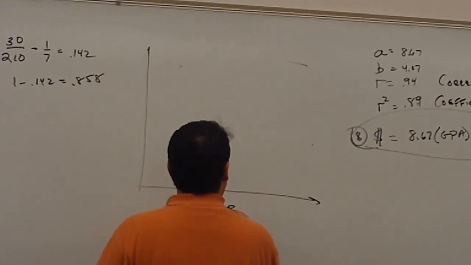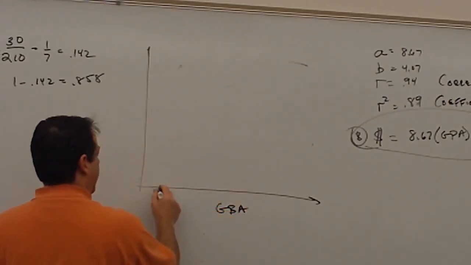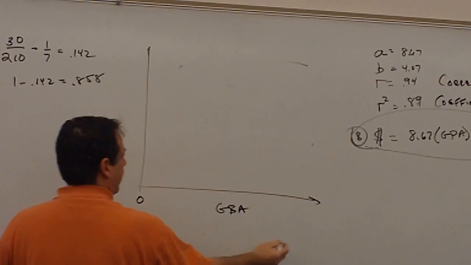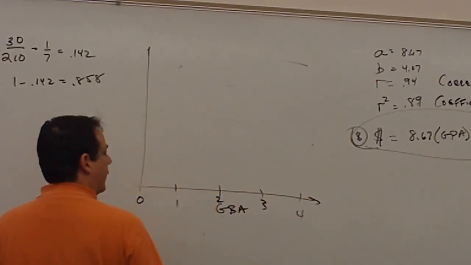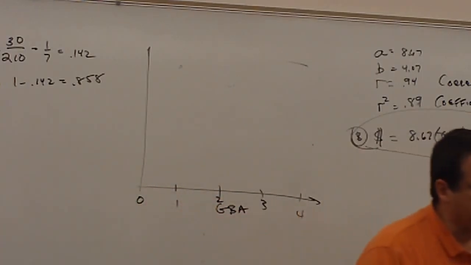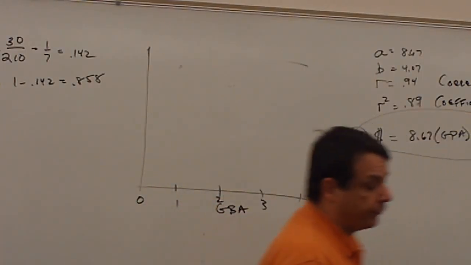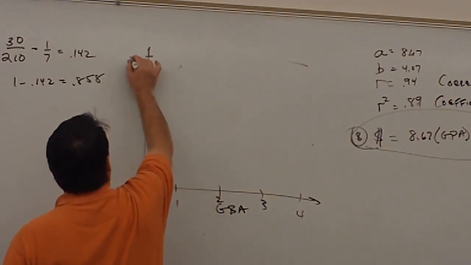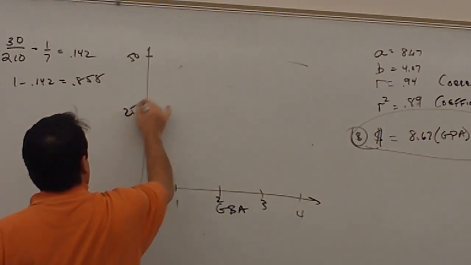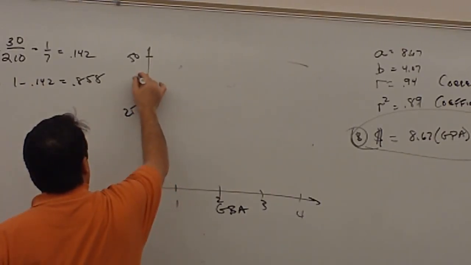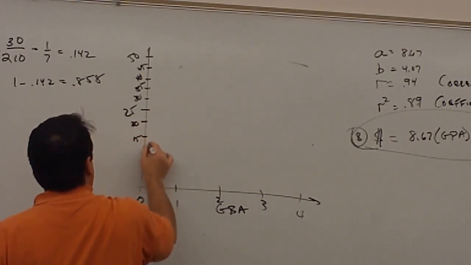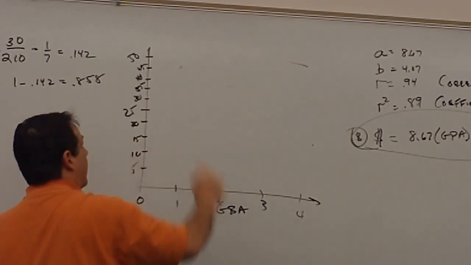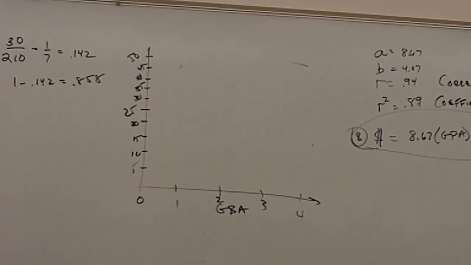This is GPA, and GPA goes from 0, 1, 2, 3, 4. What do my starting salaries go from? Looks like 20 to 50. So I'll make this 50, 25, 30, 35, 40, 45, 15, 20. Okay?